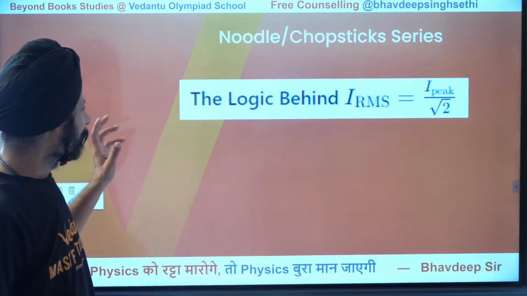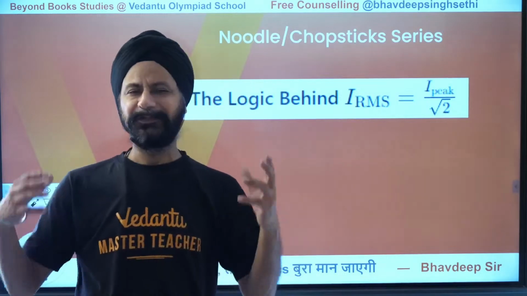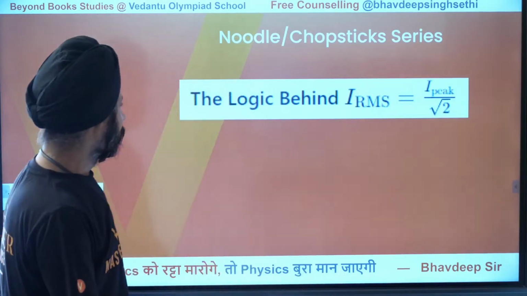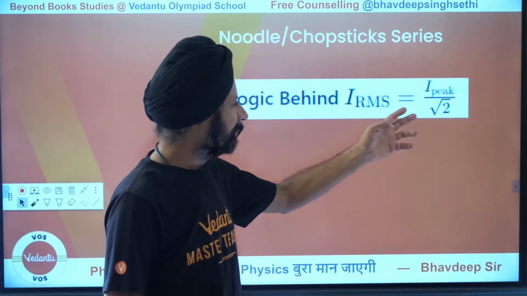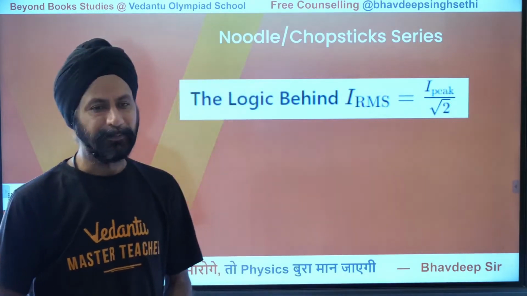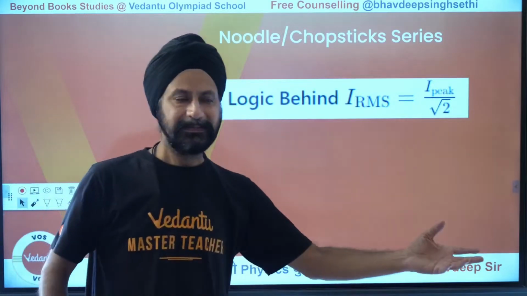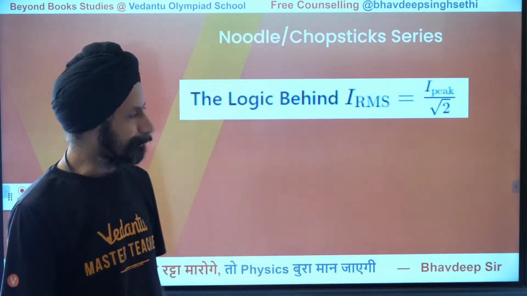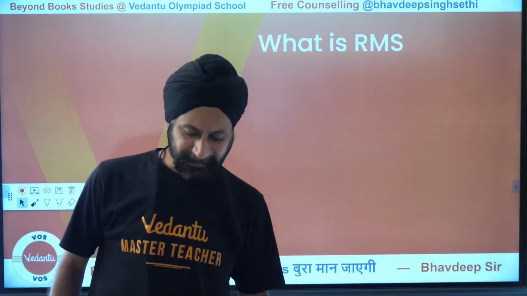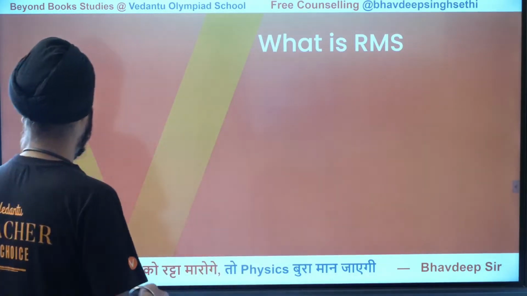So today we are going to talk about what RMS value is first of all, and then the logic behind saying RMS value is the peak value divided by root 2. This image is coming from Wikipedia, but this is the formula that many students memorize. So what is RMS first of all? RMS is root mean square.